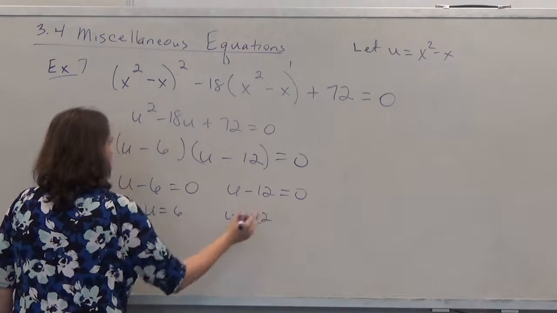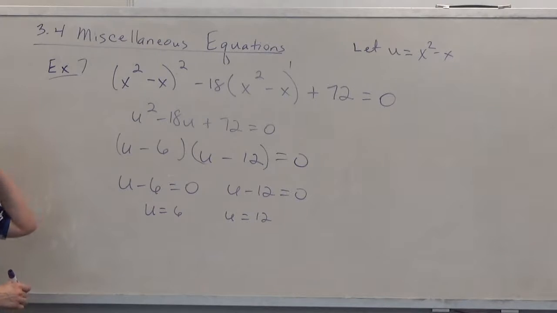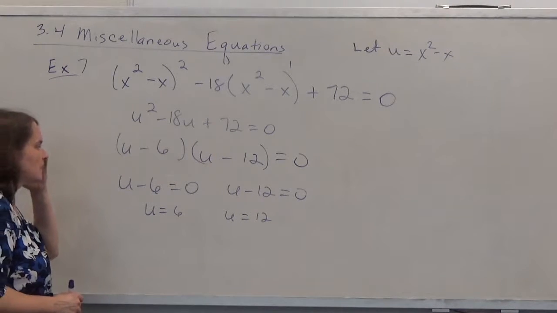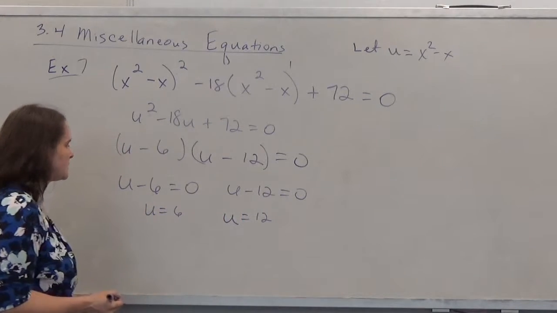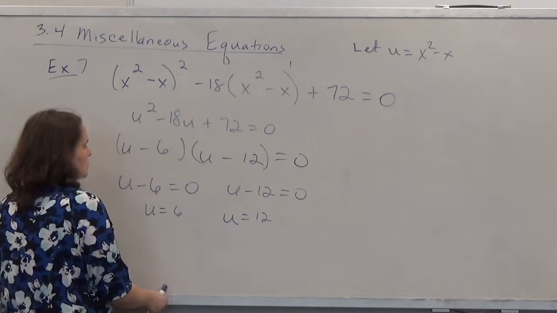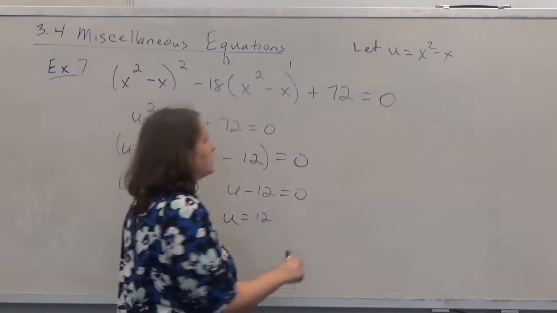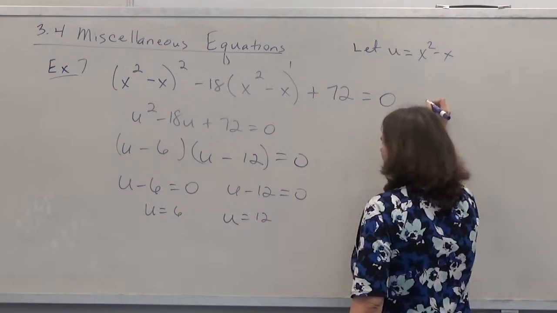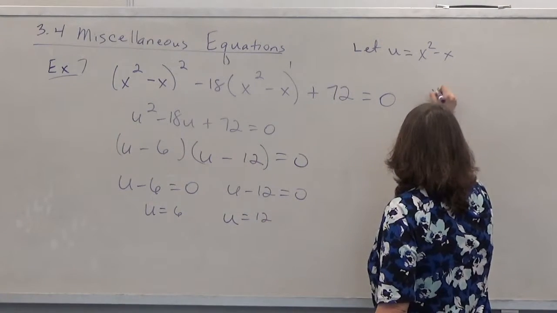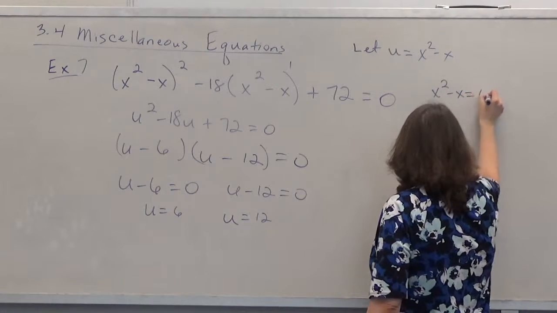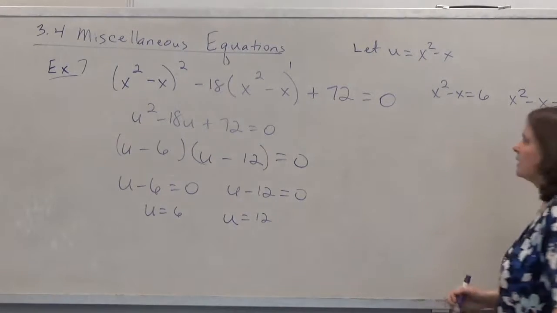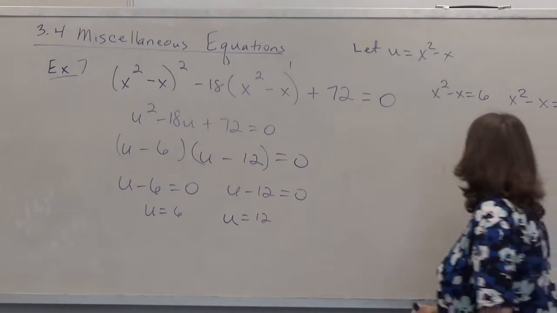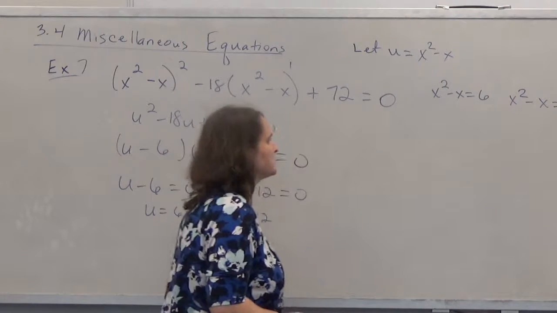However, I have to solve for x, so I need to express all of this in terms of x instead of u. So we'll back substitute here. We will replace u with x squared minus x, and we're going to have x squared minus x equals 6, or x squared minus x equals 12. And I get two quadratic equations. Hopefully they'll factor for us.